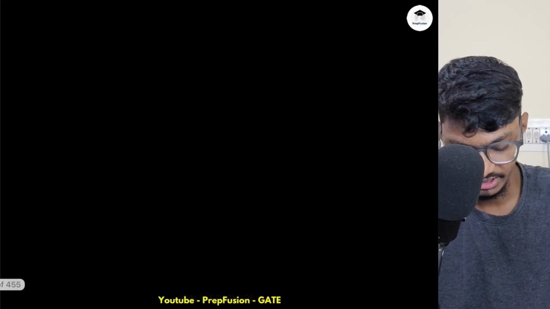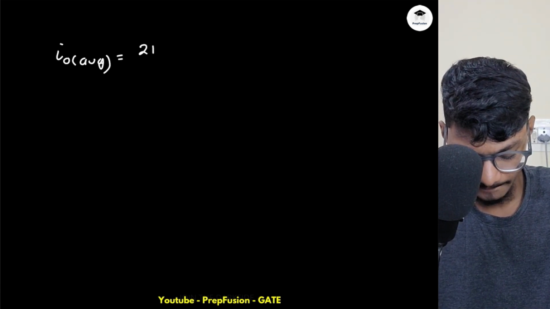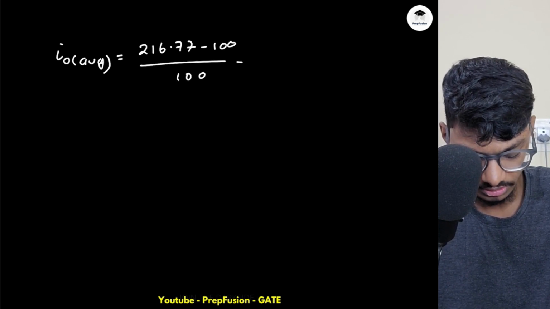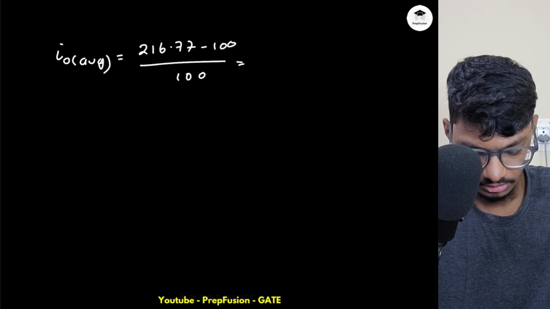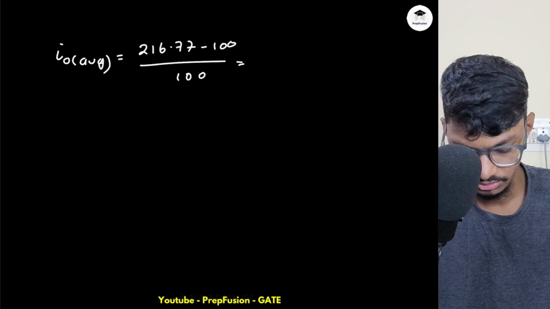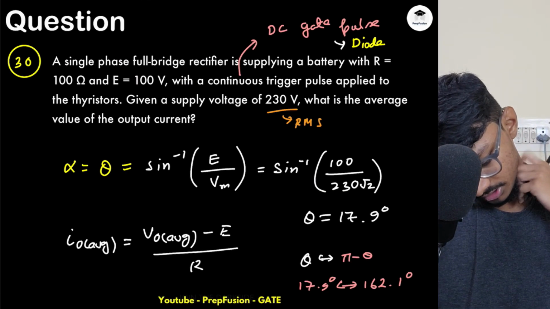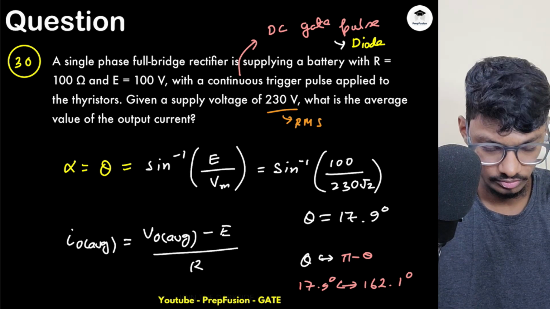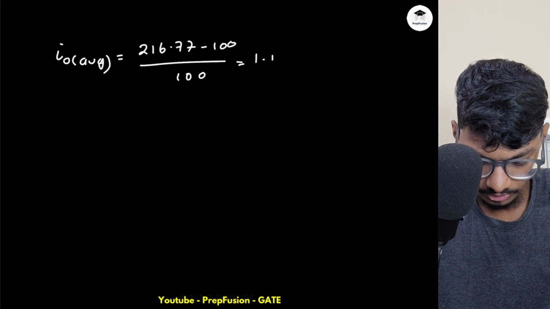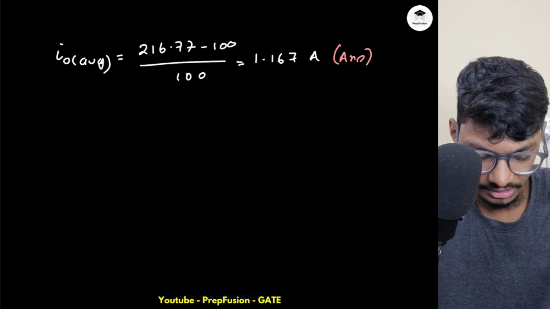So the average current, IO average, will be VO average minus E, divided by R. R is also 100. So minus 100, divided by 100. Is R 10 or 100? R is 100 ohms only, right? Yeah, R is 100 ohms. So the answer will be almost equal to 1.167 amperes. So this will be the answer to this question.